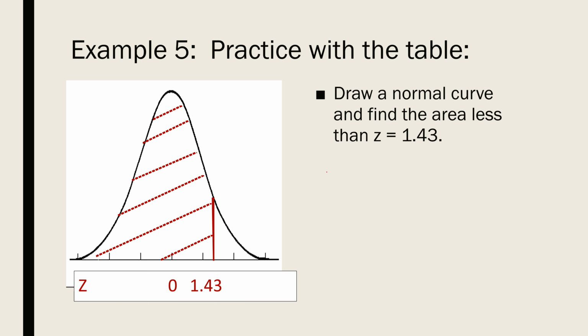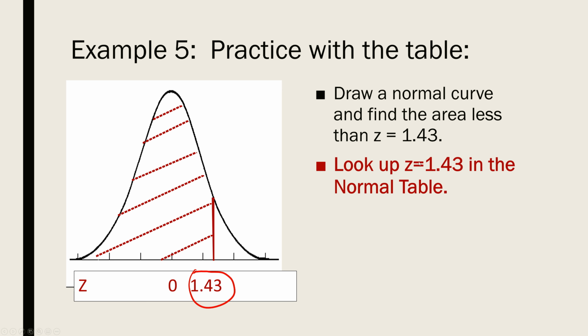In this video, we are going to do a lot of examples about normal distribution. This is the first example. A normal curve is given, and you need to find the area less than z equals 1.43. You need to look up z equals 1.43 in a normal table.